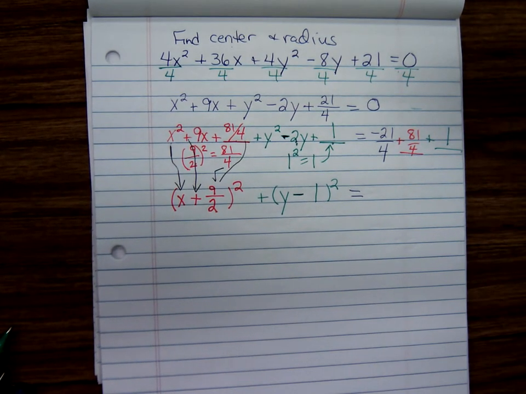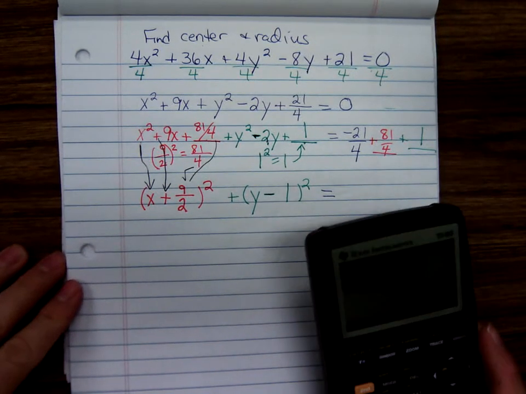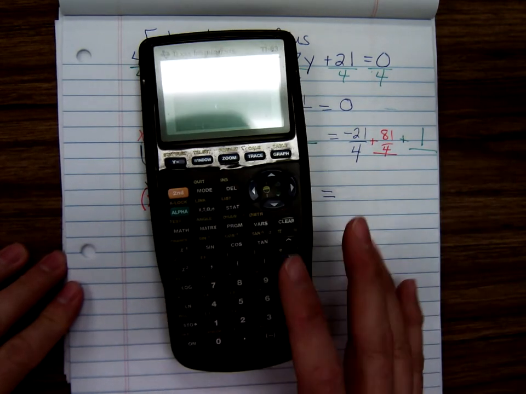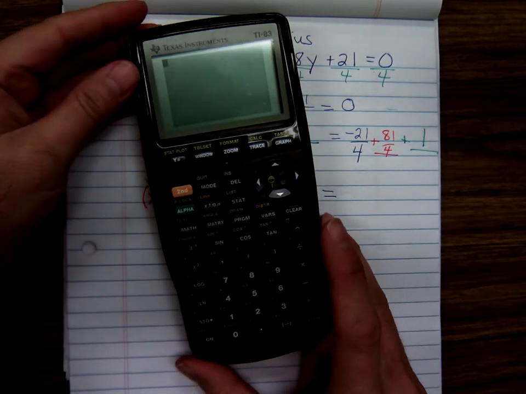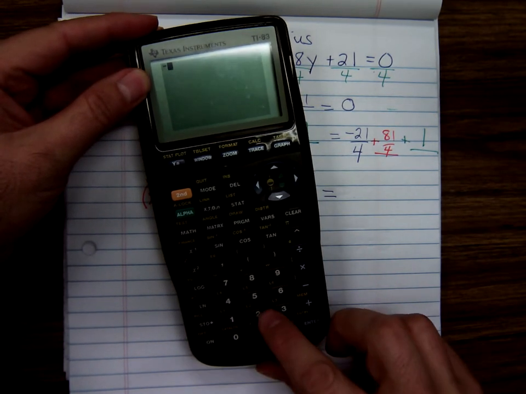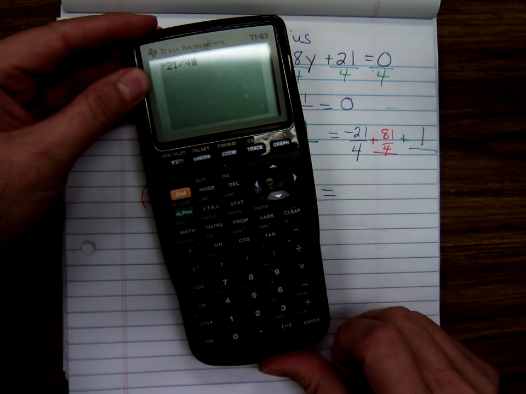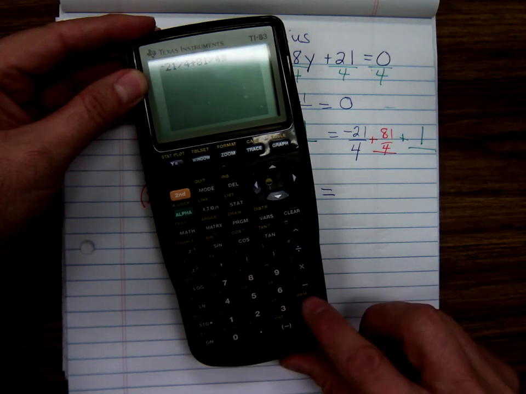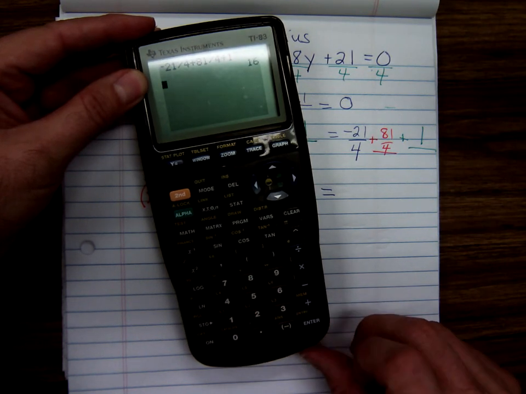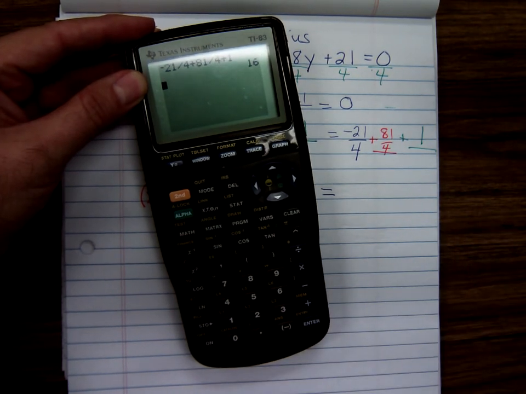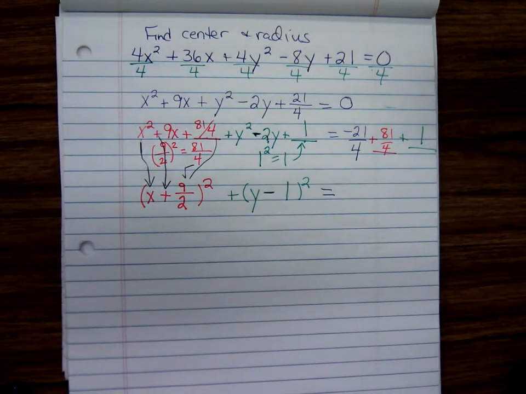Now, this isn't going to look as nice as the virtual calculator, but to add these numbers here, you get the glare, but the funny thing is, on the video it won't have that glare, usually. Negative 21 divided by 4, can any of y'all see what I'm doing? Plus 81 divided by 4 plus 1. Well, negative 21 plus 81 is 60. 60 over 4 is 15. 15 plus 1 is 16.